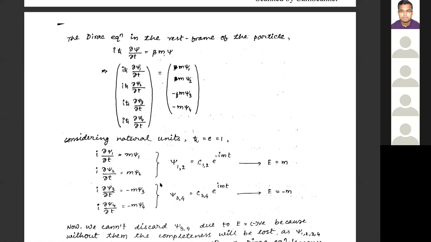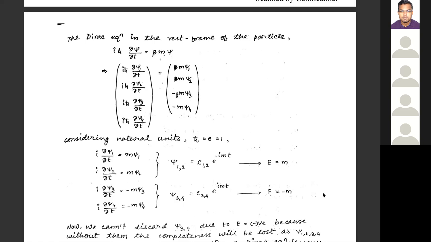If we discard them, in quantum mechanics the problem is there is a completeness relation. If you work with a subset of solutions, the remaining solutions may not form a complete set of bases. Any arbitrary state cannot be expanded in terms of a basis which is not complete. So you have to work with the full basis, all these solutions. Then only does the completeness relation hold, and then only can you expand any arbitrary state. For that you need to keep the negative energy solution also.